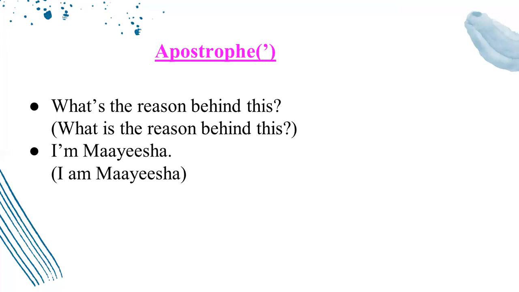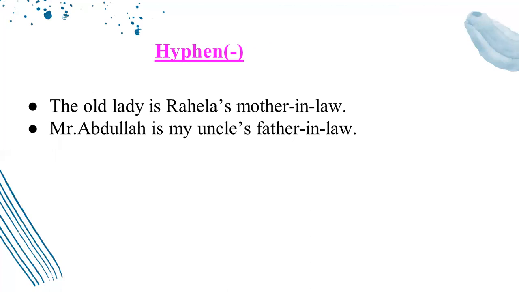Okay. Next, hyphen. The older lady is Rahela's mother-in-law. Mr. Abdullah is my uncle's father-in-law. Here are two words. These are two compound words: mother-in-law, father-in-law. And we use hyphens to connect different parts of compound words. Mother-in-law, father-in-law, sister-in-law, brother-in-law. All these are compound words.